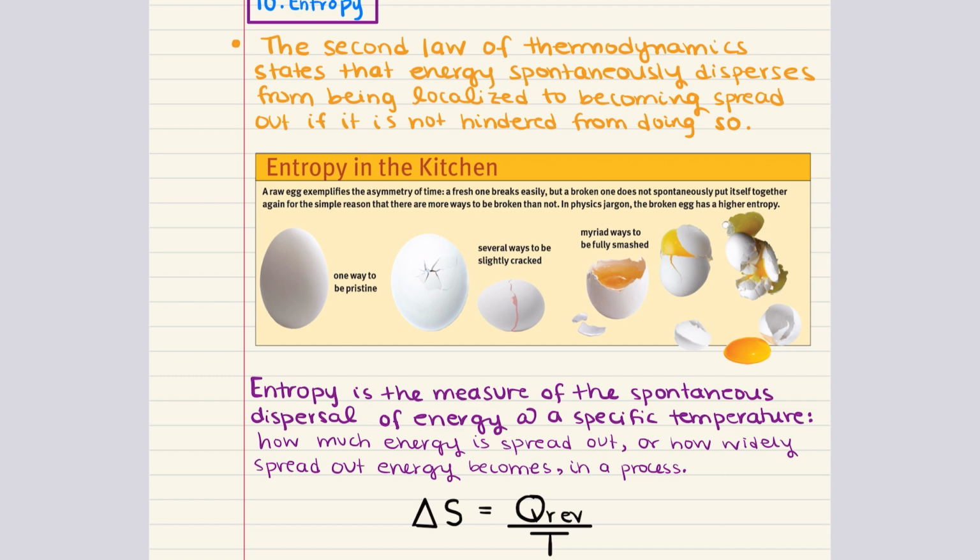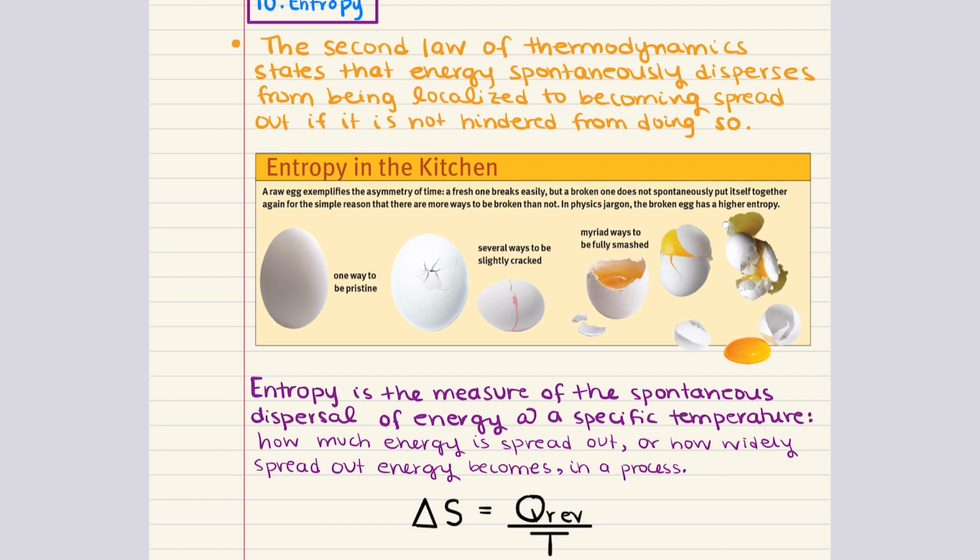So for example, if you have a gas confined in one part of a box, and then you remove the barrier, the gas molecules are going to spread out and fill the whole box. This is a more disordered or higher entropy state.